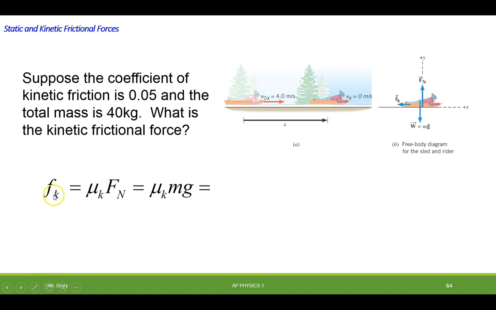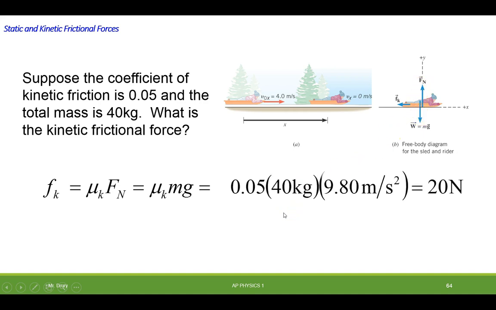Well, force of friction is equal to mu times force normal, mu times mg, which is the force normal on a surface where they're both perpendicular to each other. And then, putting the numbers in, you get 20 newtons. So it's a pretty easy calculation to do.